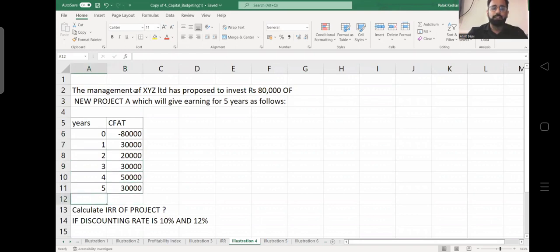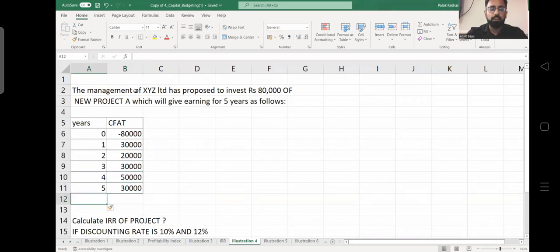After that, what do I have to do? I have to calculate IRR here. Right? I have to calculate IRR. So what will I do?